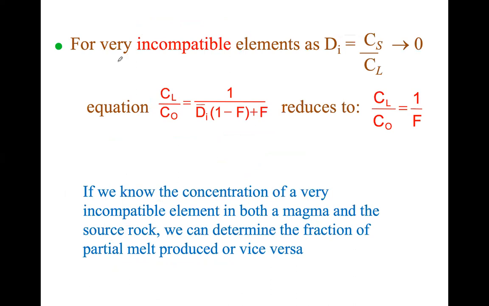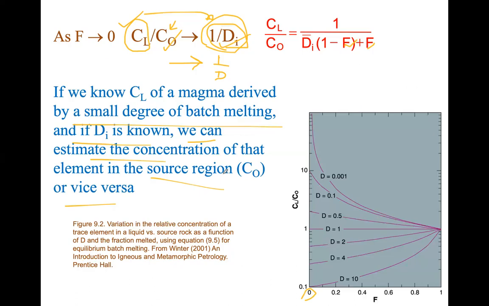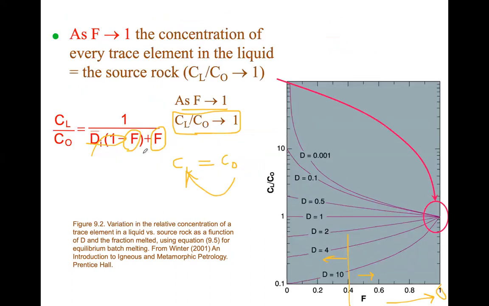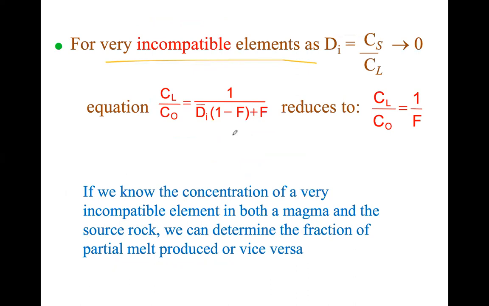Okay. So similarly for incompatible elements, let's see what happens. When you have F almost 0, that means almost no melting, so it's almost the source composition, right? Here, almost the entire thing is melted, and it reduces to 1, right? So in this case, you can take some incompatible elements in a solid, if it is not melted very much, right?